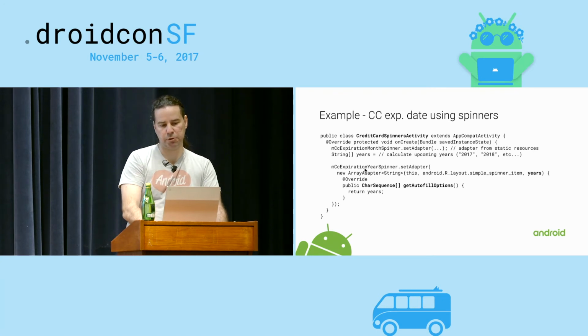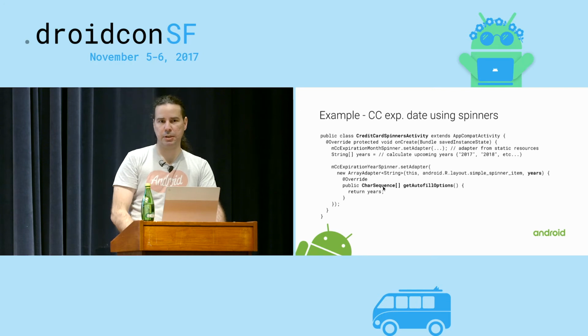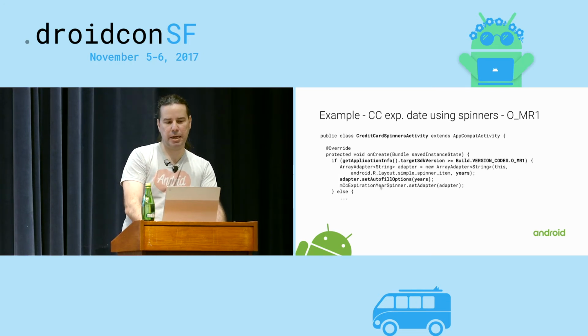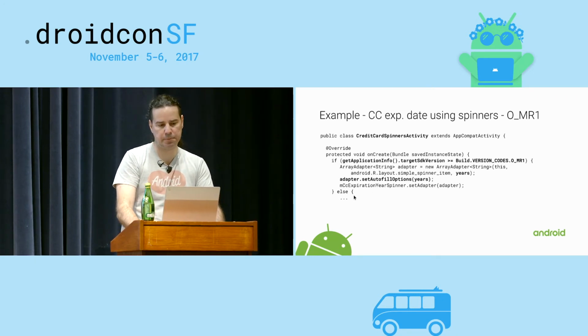Now, this is kind of a hassle. It would be much easier if the array adapter had an option to set the autofill options. I realized that kind of late in the game, so we added this API in O MR1. If you're using MR1, I could simply call setAutofillOptions on the adapter. But if I'm using less than MR1, then I need to do that trick and extend the adapter.